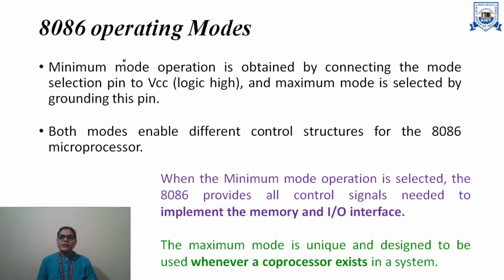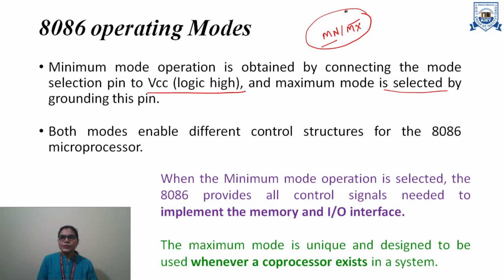8086 microprocessor has mode pin MN/MX bar. So whenever we connect this pin to VCC or at logic high, then 8086 microprocessor works in minimum mode. So minimum mode operation is obtained by connecting the mode selection pin to VCC or logic high. And whenever we connect this pin to ground or logic 0, the maximum mode is selected.